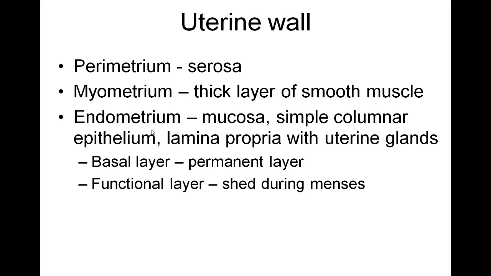The endometrium is broken down into 2 layers. One's called the basal layer, and one's called the functional layer. The basal layer stays in there. It's the permanent layer, while the functional layer is what's shed every month.